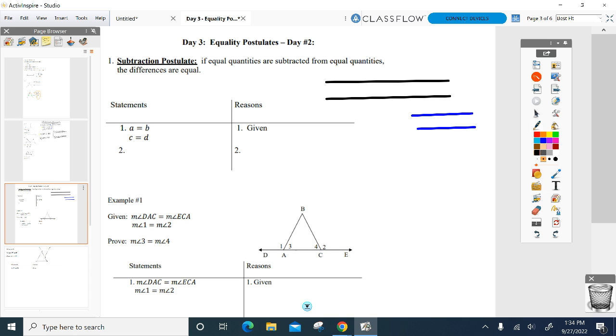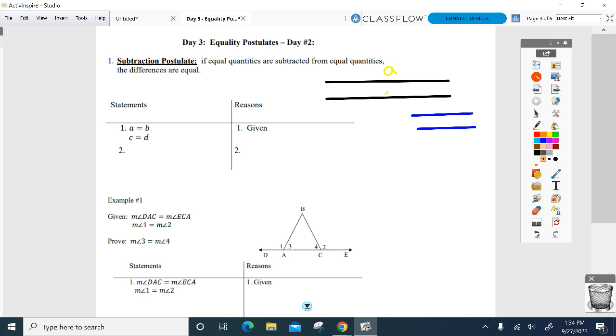Subtraction's the same thing, but you get smaller now. You get smaller, and you still need how many pairs? Two. I'm not changing the rules. Still need 2 pairs, but now from the givens to the proved, you get smaller. So just like I did with addition, you guys don't have to copy down my line segments. I just want it there for a visual.